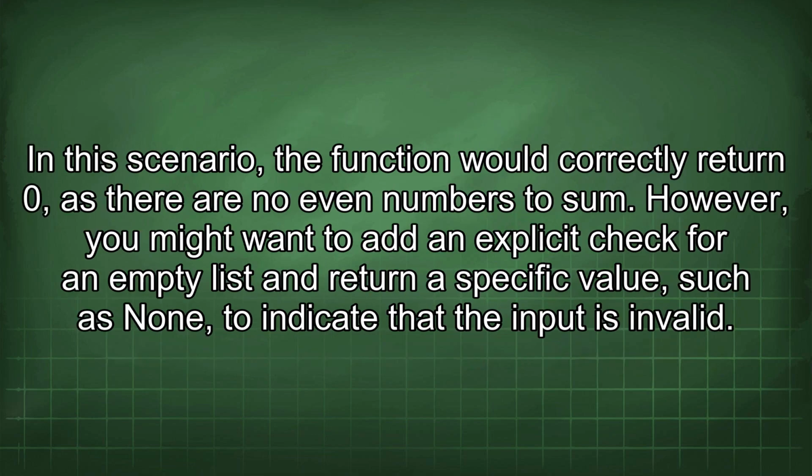Fourthly, consider the case where the list is empty. In this scenario, the function would correctly return 0, as there are no even numbers to sum. However, you might want to add an explicit check for an empty list and return a specific value, such as None, to indicate that the input is invalid.